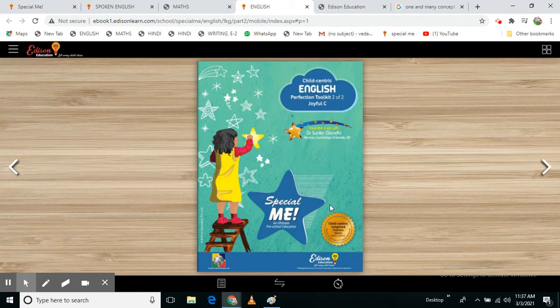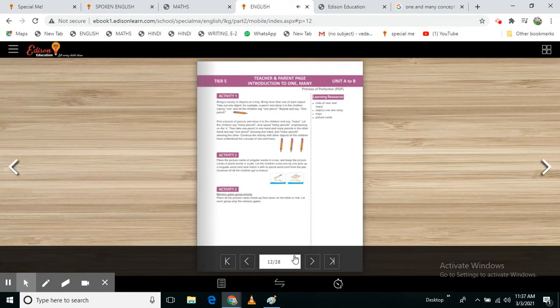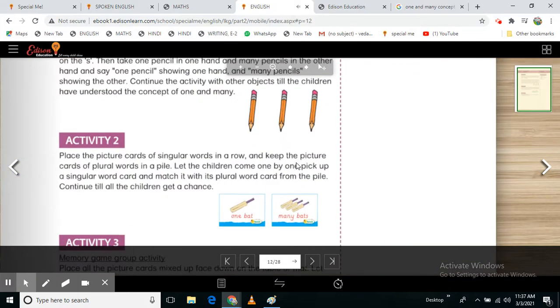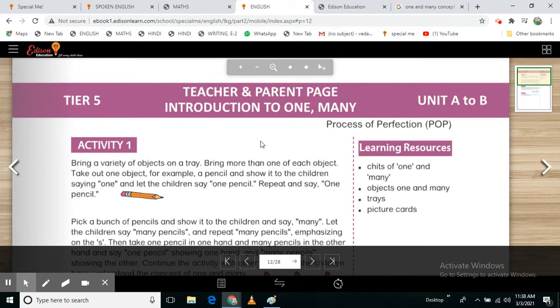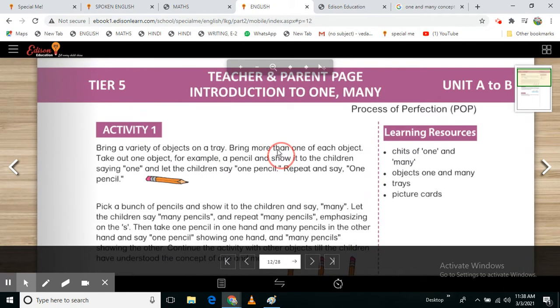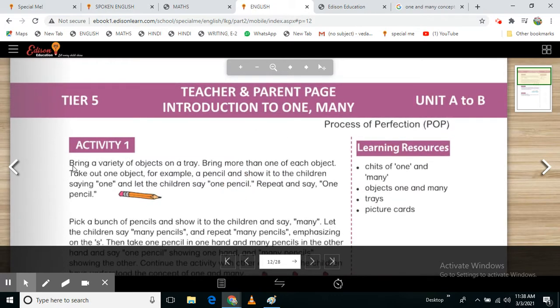So take out your child-centric English perfection toolkit 2 of 2 Joyful C and now open page number 12. So today we will do concept one and many, means singular or plural, right? Okay. So now, teachers and parents, page activity number 1.